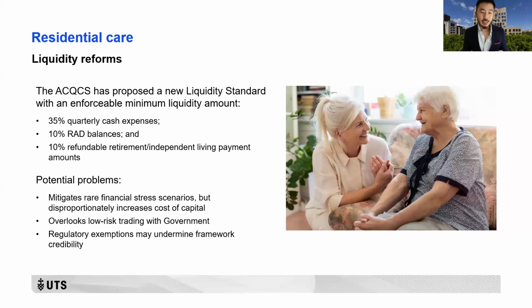The second is it overlooks low risk trading with the government. This type of minimum liquidity amount is usually to protect suppliers from the possibility that their inflows are not reliable. But most inflows or revenue that providers collect is from the government, and the government is a reliable payer of these revenues. So there's a lot less risk that a provider will not receive the revenue that they need to fund their expenses and pay out RAD balances.